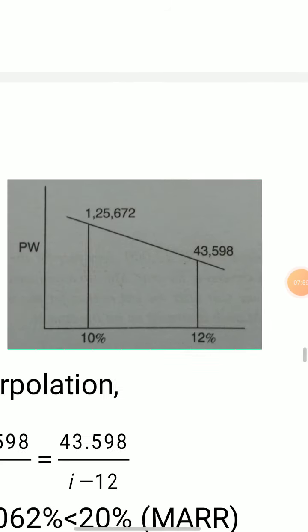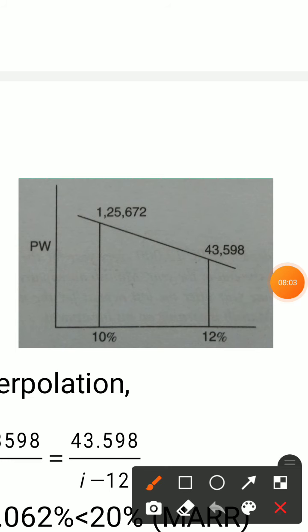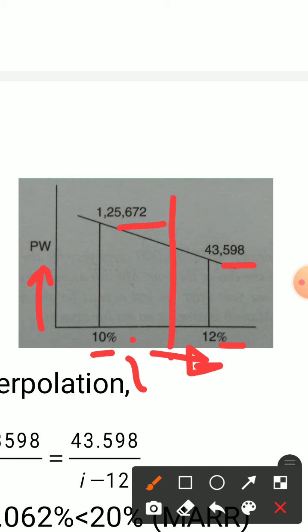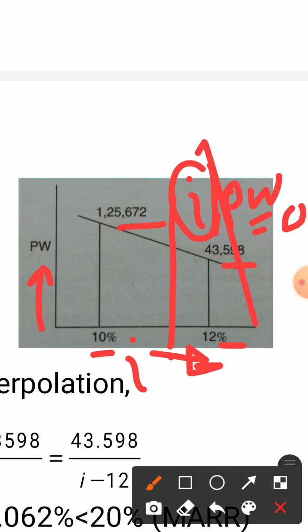Here we get two values. This is the present worth value on the y-axis, and this is the interest rate value I on the x-axis. Now we have two interest rates, 10% and 12%, and two present worth values, 1,25,672 and 43,598, and at some intermediate value of I, this present worth becomes 0. That particular interest rate I is nothing but the internal rate of return.